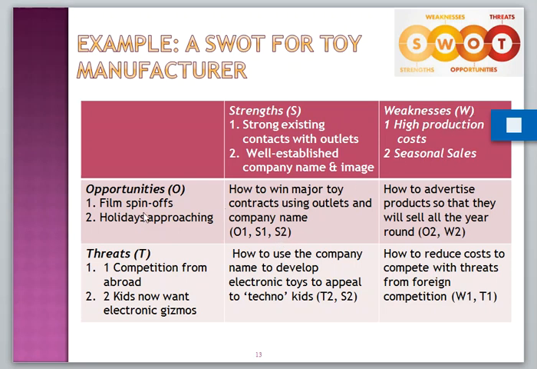For matching W's and O's, how to advertise products so that they will sell all the year round. You see here we have W2, which is seasonal sales, right? And we have holidays approaching, which is a season as well. So how can we fit this weakness with this opportunity? So our objective is how to advertise products in these holidays, but to sell all year round in order to deal with this fluctuation or seasonal sales.